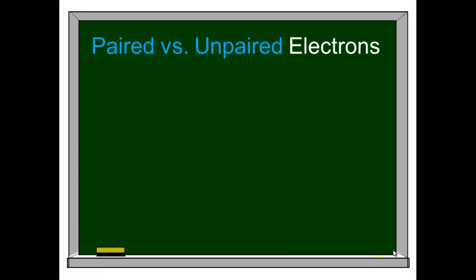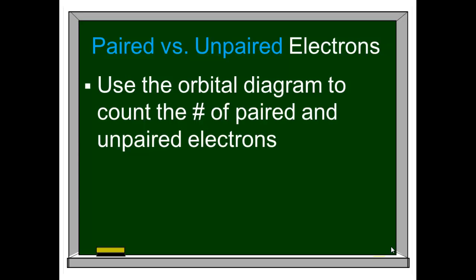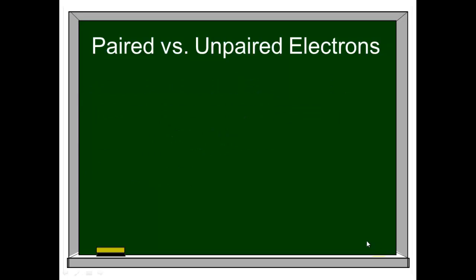Miscellaneous idea number 2. Again, because of bonding and because of reactions, it is sometimes helpful to know how many unpaired electrons an atom has. Unpaired would just mean single electrons in the electron configuration. To figure this out, we actually need the orbital diagram. Remember, the orbital diagram was the picture with the circles, and you had to put the electrons in the circles, kind of like we put them in houses back at the beginning. So use the orbital diagram to count the number of paired and unpaired electrons. Again, it's just counting, you just have to know what to count.